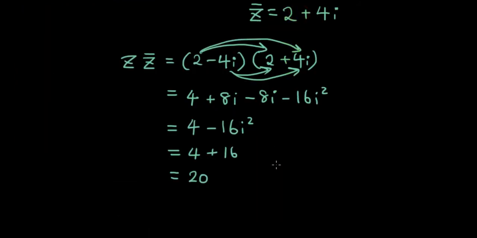Okay, so that is the theory behind multiplying two conjugates together.